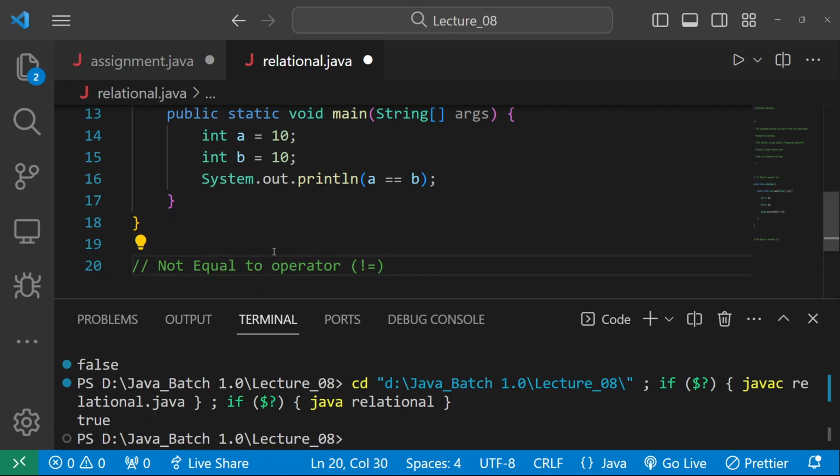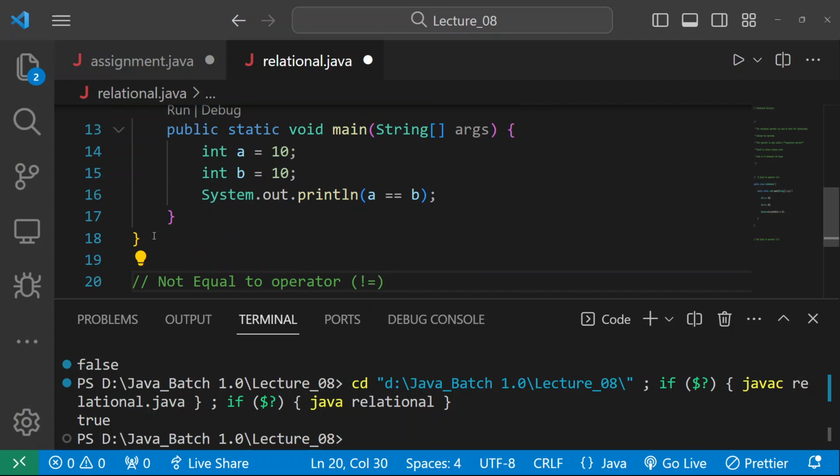This is the basic way we write it: the exclamation mark denotes not, and together with equal to it forms the not equal to operator. And why do we use it? It is the opposite of the equal to operator. We check when the two operands are not equal and it returns true, either true or returning one. One means true, zero means false. Remember this.